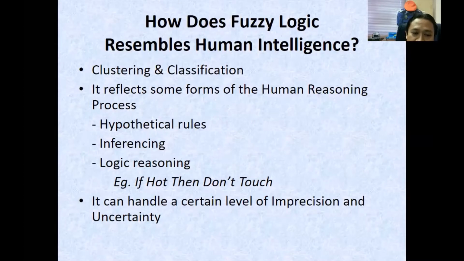For example, like right now, if the cases of COVID-19 increase, then online class will happen, or we have a longer MCO. We can set this based on our logic. For example, if the cases increase every day, then the MCO will be longer. So it can handle a certain level of imprecision and uncertainty. This is how fuzzy logic resembles human intelligence.